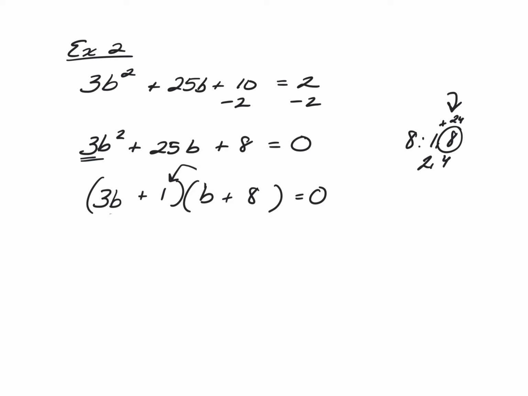If you want to watch my video on factoring, I suggest you watch that first, because if you don't know the process of factoring, this video is not meant to teach that. This video is meant to teach the process of solving. So now that I have it factored, what I will do is take each individual linear term and make my zeros. So 3b plus 1 equals 0, or this b plus 8 could equal 0.